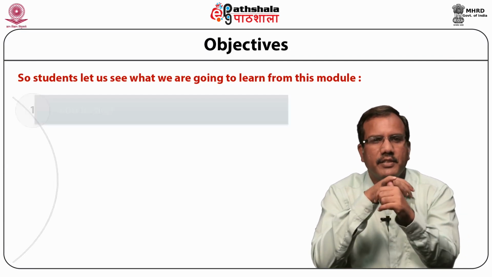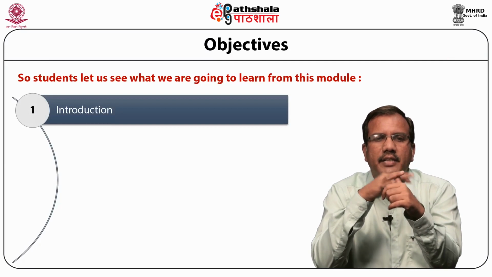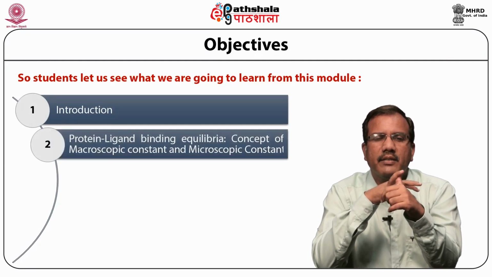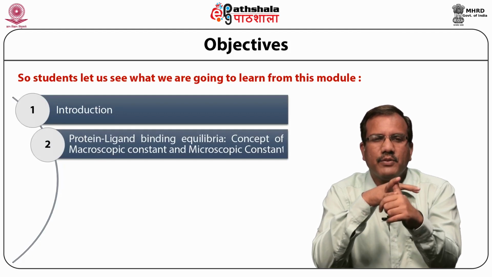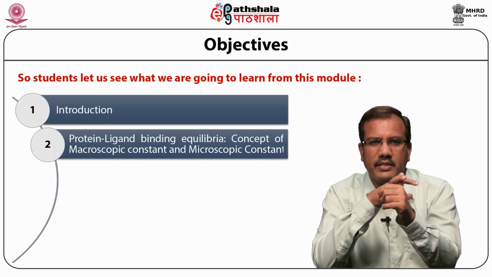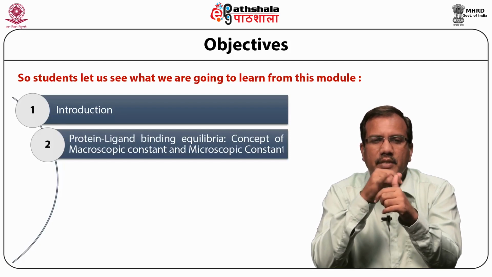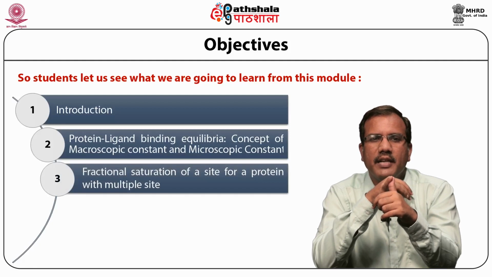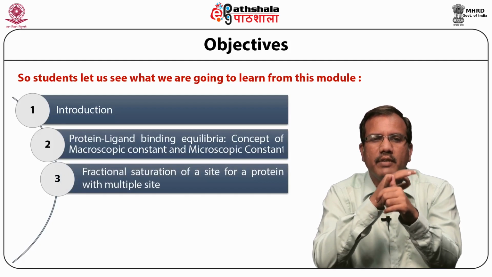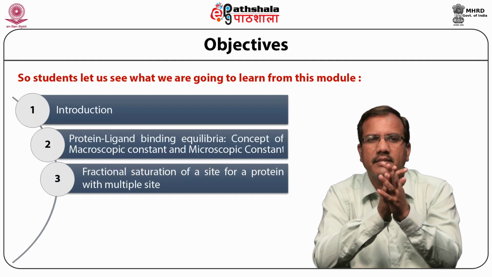First we will start with the introduction, then we will discuss protein ligand binding equilibria. There is the concept of macroscopic constant and microscopic constant. We will learn what we mean by macroscopic and microscopic constant. Then, as we did in the previous module, we will see how to calculate fractional saturation of a site for a protein with multiple sites.